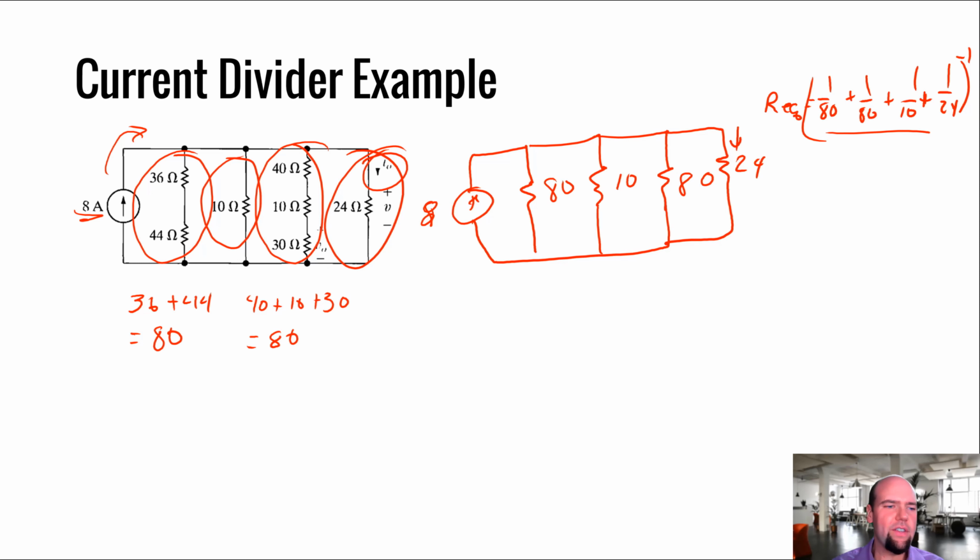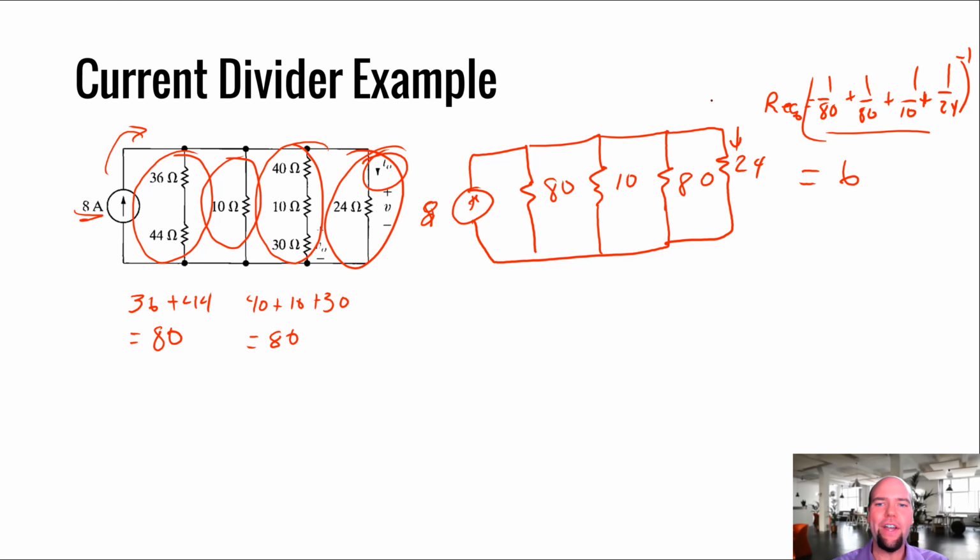And I get 6. Sanity check now. 6 should be lower than the lowest resistance in this branch. Is it? Yes, the lowest is 10. 6 is less than 10. Doesn't mean we got the right answer, but it means we don't for sure have the wrong answer. All right, so REQ was 6 for this circuit.